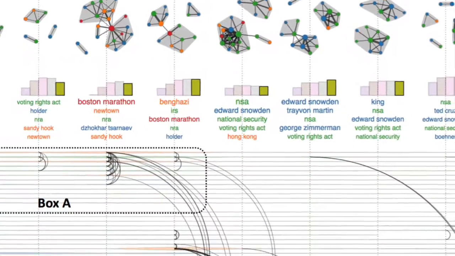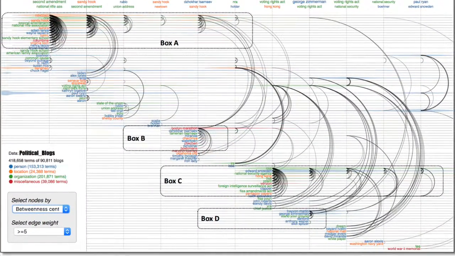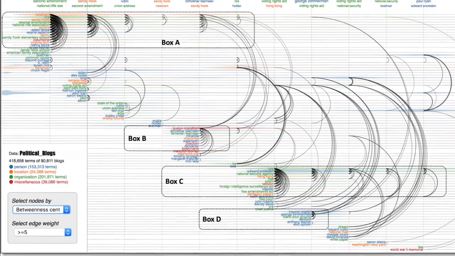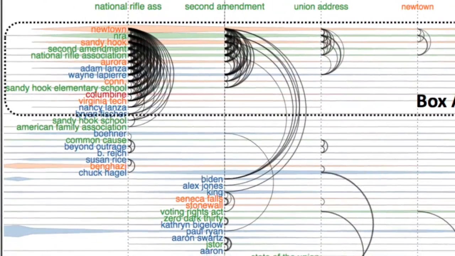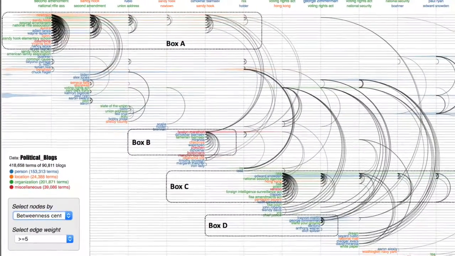At the bottom, we show the evolution of terms over time in small multiples. Arc diagrams are overlaid on top to show term co-occurrences. Terms in the same month are ordered by community to reduce edge crossings. Here are some detected political events in this example.